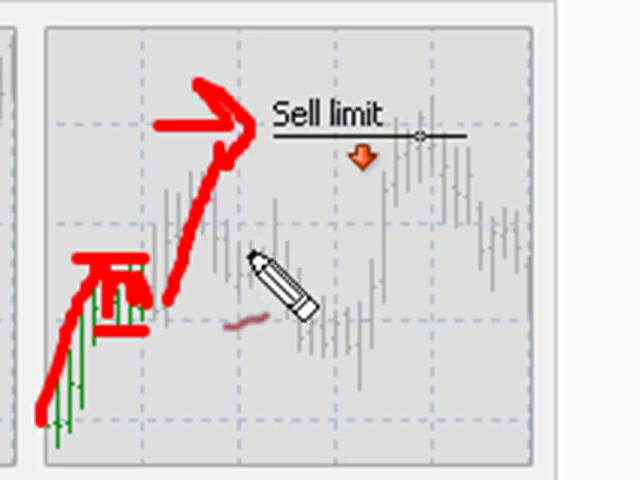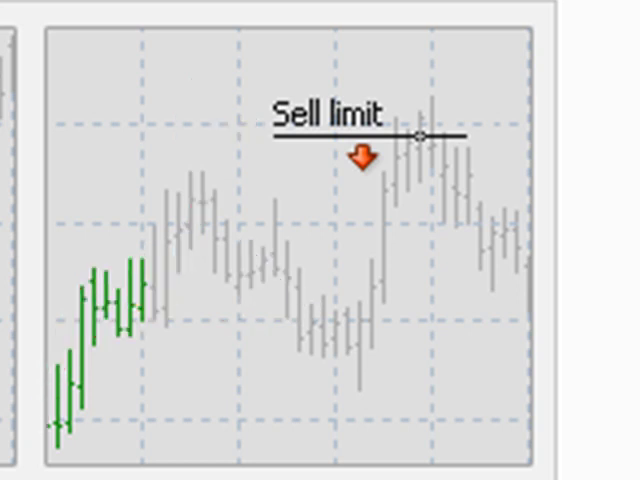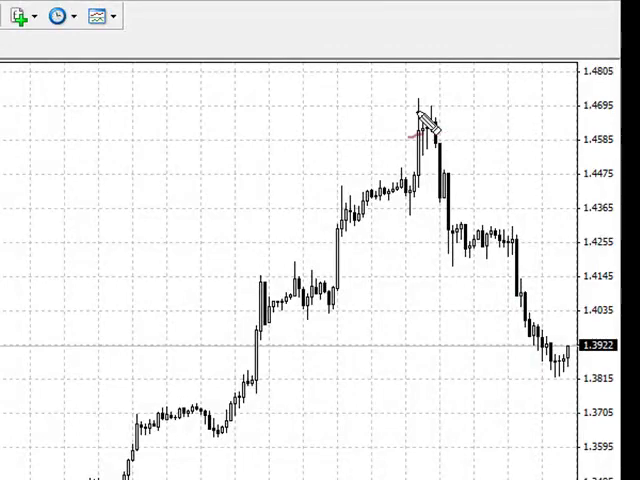So a sell limit order says I want to sell the market, but I want to wait till it pulls back so I can get it at a higher price to sell it back down. So let's take a look at that on the charts. So once again, let's take this example. Let's say we see the market pulling down, and it pulls down right there.